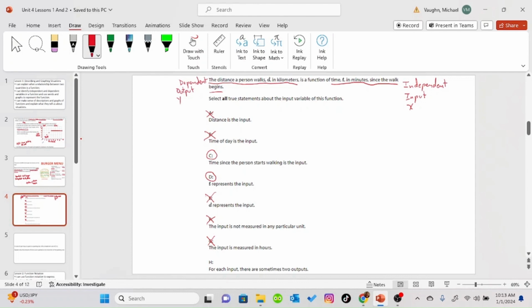And finally, H, for each input, there are sometimes two outputs. Well, if this is a function, that means one input has only one output. That is the definition of function. So H cannot be correct.